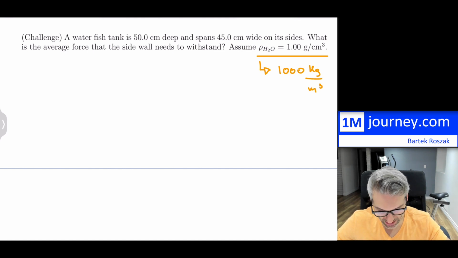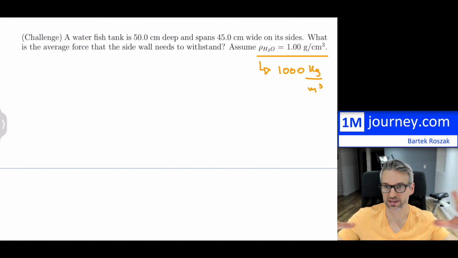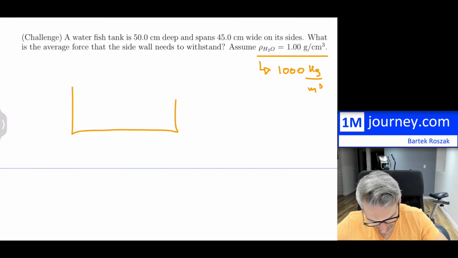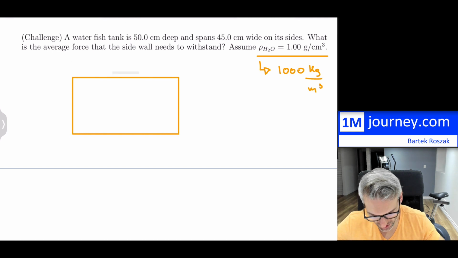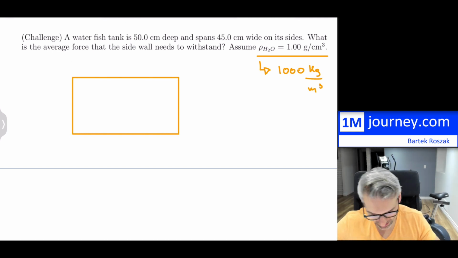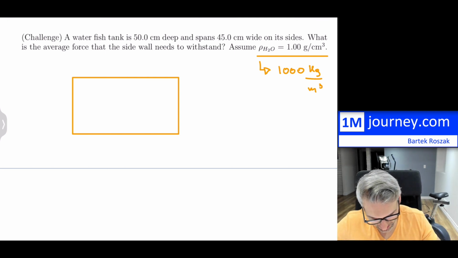Now, although this seems difficult, I'm just going to draw the side of the fish tank. So let's imagine we have this fish tank, right here. Here's one of the sides, and we want to know what the force is on this side. If you're looking at it from the side view, I'm just going right against it. So it's 50 centimeters deep.